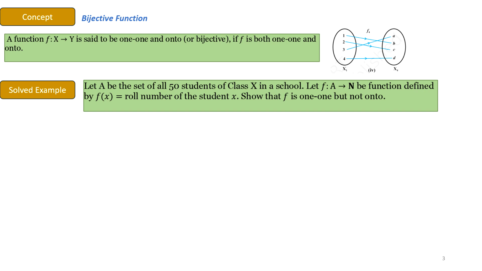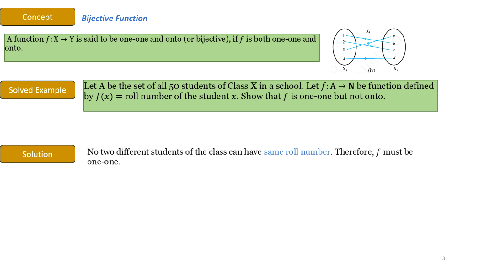Let A be the set of all 50 students of a class. Let f: A → N be a function defined by f(x) = the roll number of the student x. Show that f is one-one but not an onto function. Solution: No two students of one class will have the same roll number. Hence, there is a one-to-one mapping between the students of a class, which is the domain, and their roll numbers. Therefore, f is a one-to-one function.